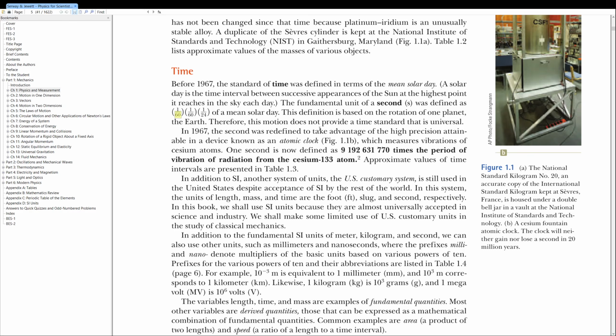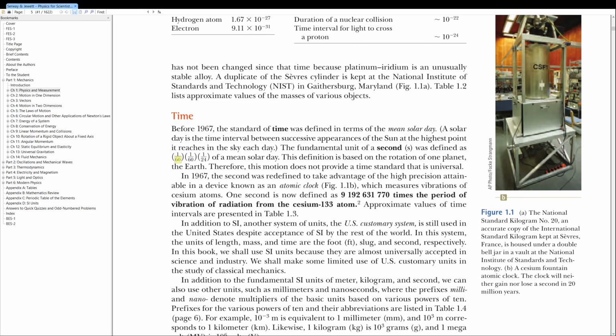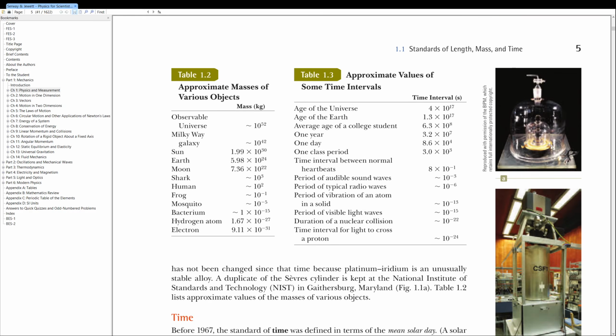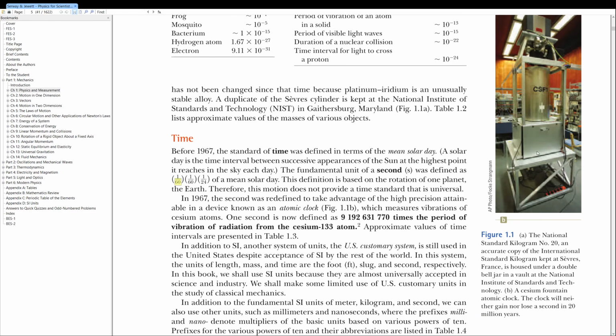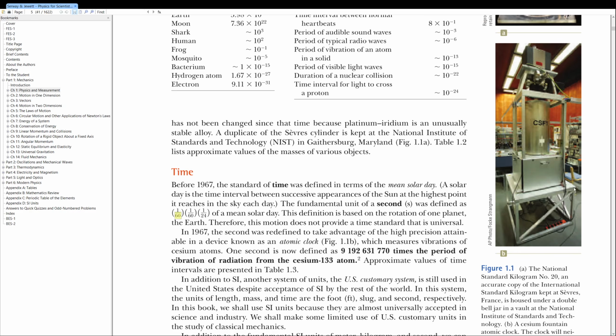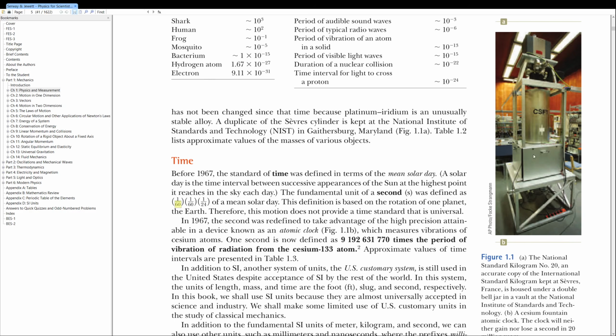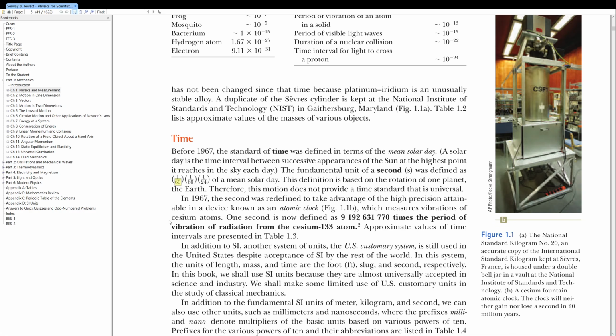In 1967, we started using atomic clocks. I think this is a picture. Nope, that's the standard kilogram. I think this is actually the atomic clock, yeah. And there was a guy on YouTube experimenting with these things. These are not easy devices to keep running. The atomic clock measures the vibrations of cesium atoms.